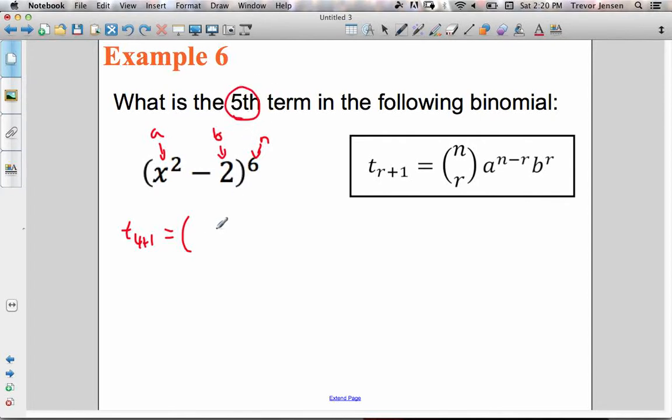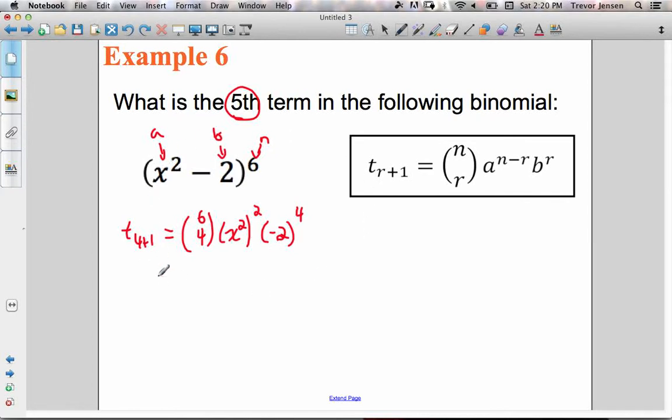If I want term 4 plus 1, that's the fifth term, I need to do n choose r. So 6 choose 4, I plugged in 4 for r. R is always 1 less than the term number. My a value is x squared, so I have to do x squared to the n minus r, so to the 6 minus 2, which is 2. And then my b value, which is negative 2, to the exponent of r, which is 4.